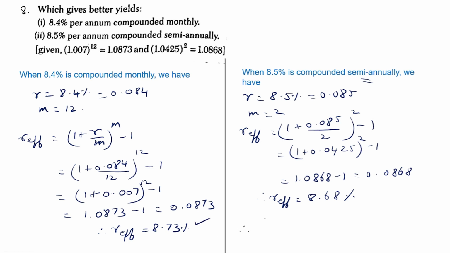When we compare these two, 8.73% is more. This value is more. Therefore, 8.4% compounded monthly is more effective, or it gives more yield.